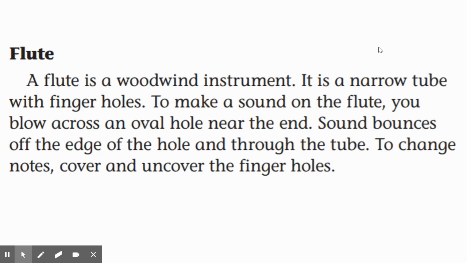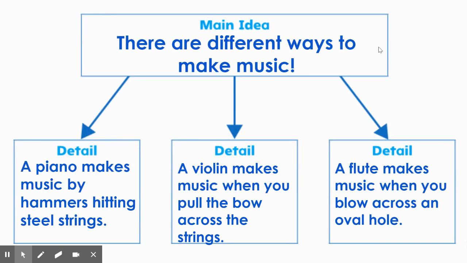Okay, second graders, you guessed it. Can we find the piece of information or the detail where we learn how a flute makes noise? You got it. It says to make a sound on the flute, you blow across an oval hole. A flute makes music when you blow across an oval hole. So all 3 of our key details match our main idea that there are different ways to make music, because we have given 3 different details about how 3 different instruments make music.